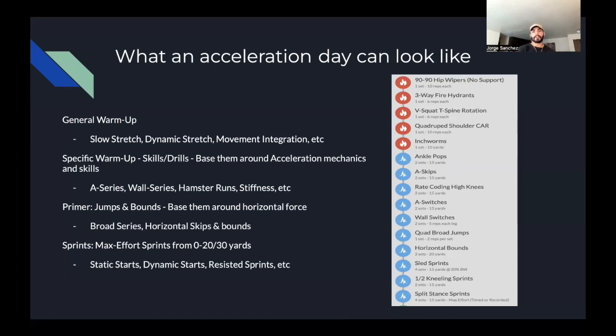So that's going to cap our discussion on acceleration. And now we're going to talk about max velocity in our next video.